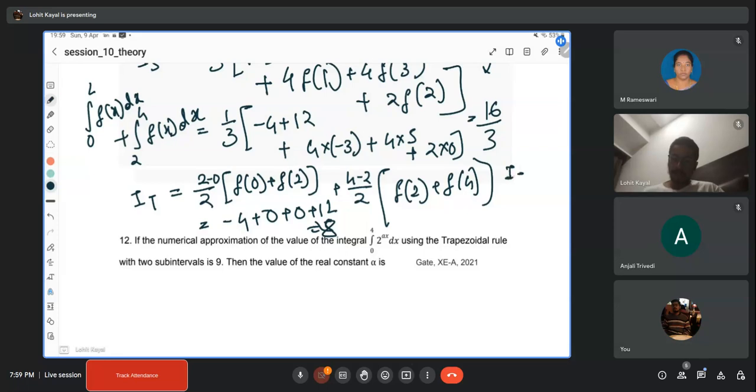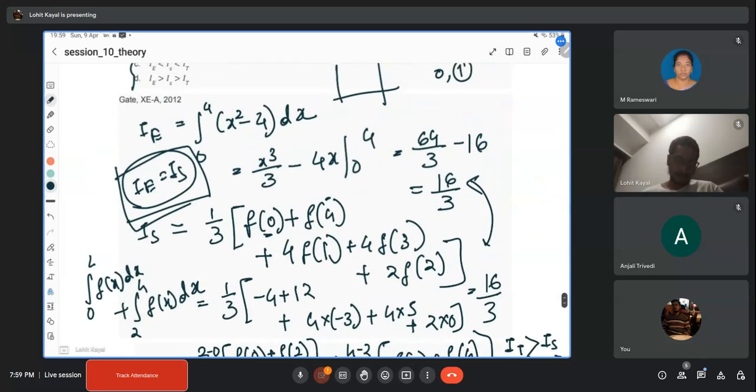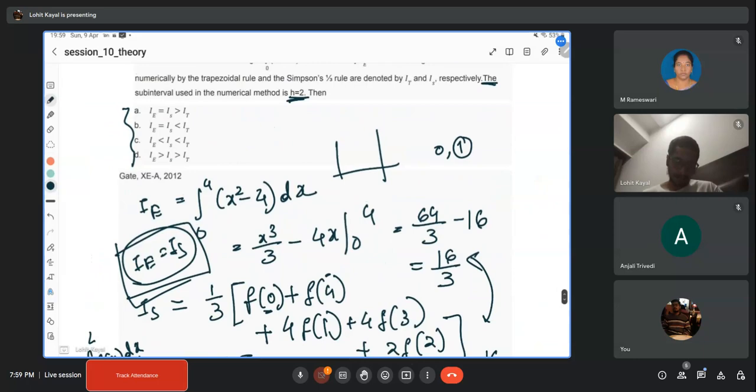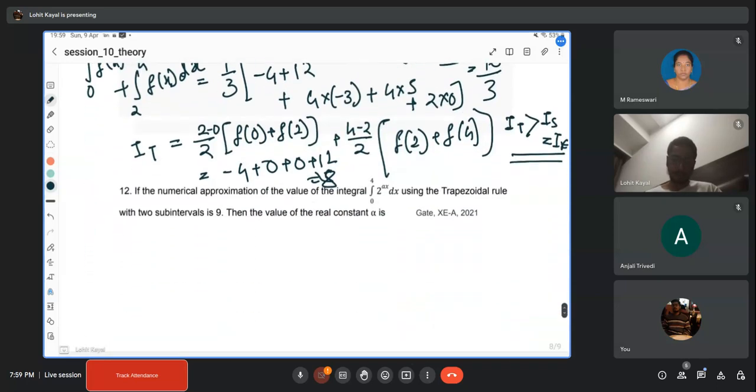So IT is greater than IS equal to IE. So this is the correct order. So what will be the correct answer? Option B is the correct answer. Okay, I hope this is clear what I have done here.